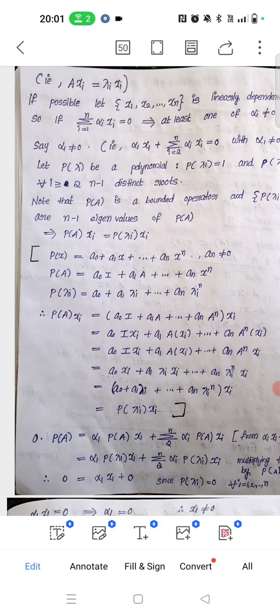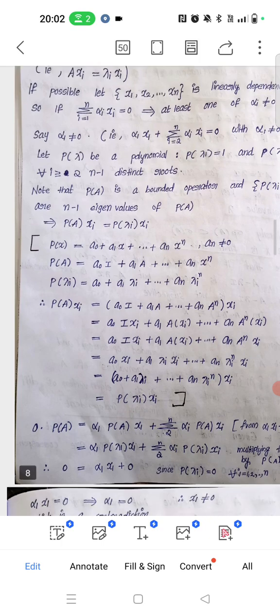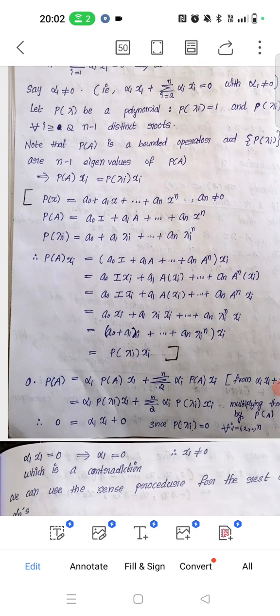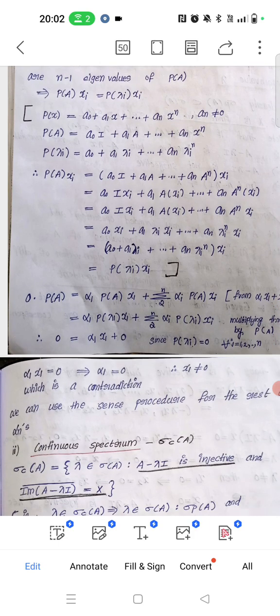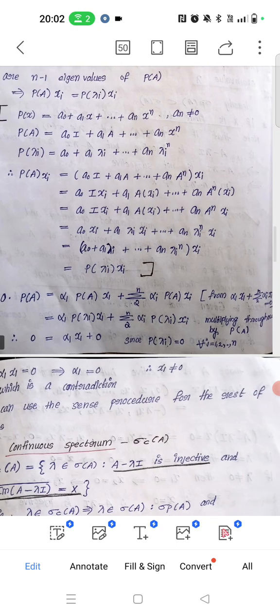We just substitute the value a0 I plus a1 A plus etc. plus an A raised to n into xi, which is equal to a0 into I xi plus etc. From this condition we get p of lambda I into xi. Is easy, I think. Now look at 0 into p of A, but 0 equal to summation alpha 1 x1 plus summation i varies 2 to n alpha xi, which is equal to 0.